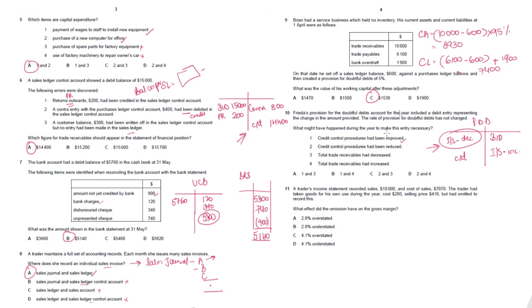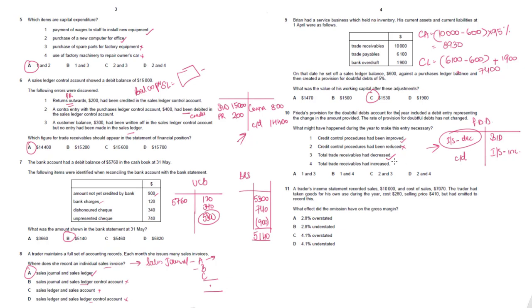Let's read the other statements also. Credit control procedures have been reduced. This is not the correct option. It's exactly the opposite of the first. Total trade receivables had decreased. Possibly yes, because then you would need a lower doubtful debts balance.